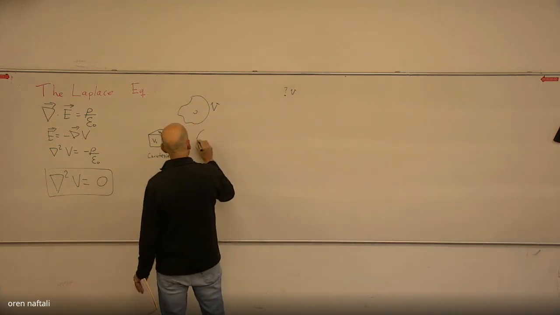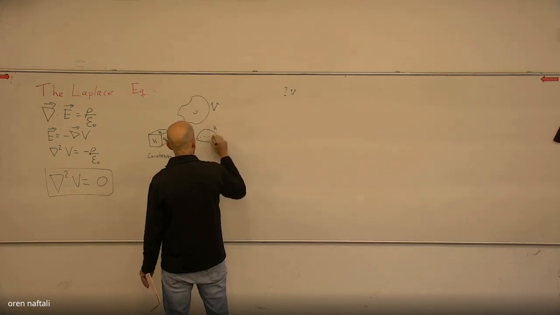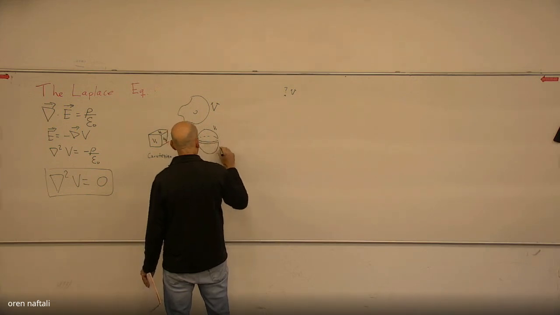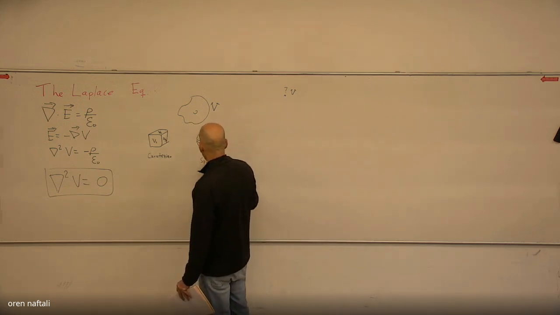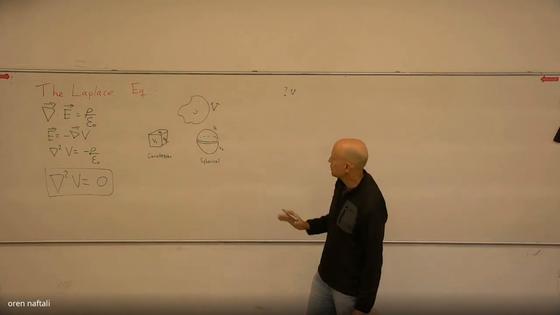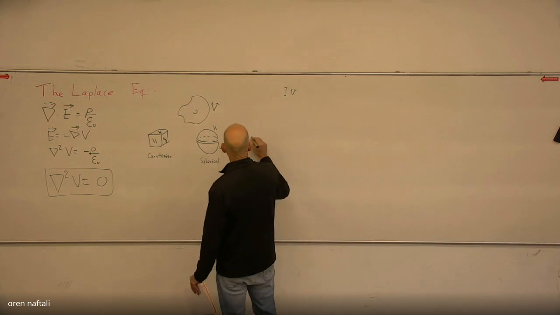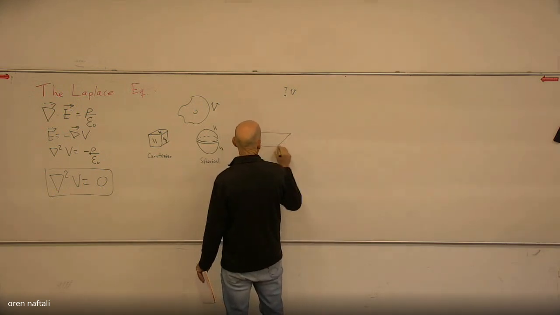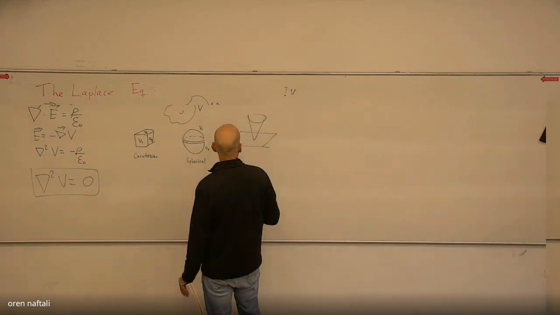We might have something like this, which are two spheres, and here V1, and here V2. Obviously, if we have this spherical symmetry, then you'll use spherical coordinates, and you might have something more complicated that we will discuss later, which is an interesting problem.